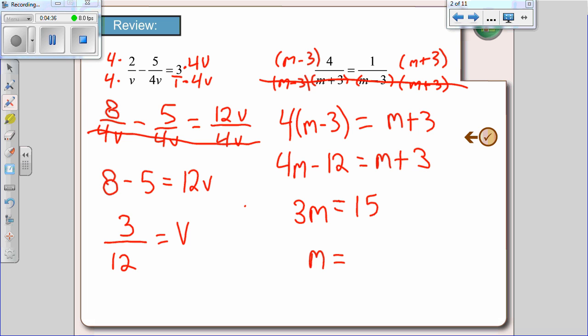Wait, what? I added 12 to both sides. Subtracted that m over there. Divided both sides by 3. m equals 5. Added 12 to both sides, get 15. Subtracted 1m from both sides to get 3m. Divided both sides by 3.